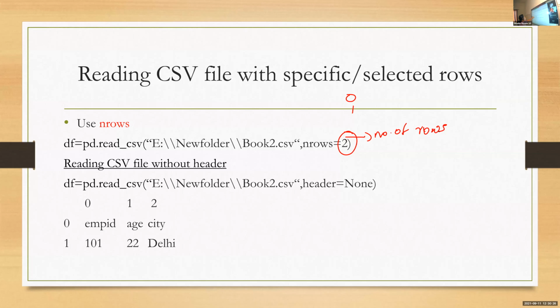Okay. Here, pd.read_csv. First write the location of book2.csv. After that, nrows is equal to 2. nrows is for selecting particular rows. That is, if it is 2, it will display the first 2 rows. That is the 0th row and first row. If I give the value 5, it will display 5 rows. Then next one is reading CSV file without header.